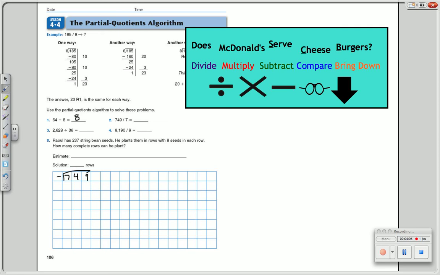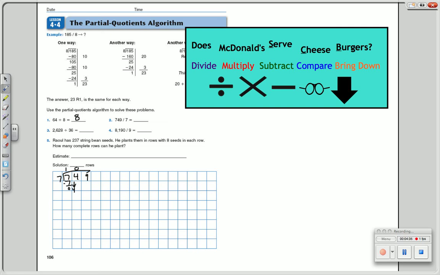Let's see here. If I'm doing the Does McDonald's serve cheeseburgers method, I know that 7 goes into 7 one time. I just divided. Now I need to multiply. 1 times 7 is 7. So I'm going to subtract now. 7 minus 7 is 0. Bring down the 4. 7 goes into 4. Hold on here. 7 cannot go into 4. I've got to put a 0 up here to say it's not going to work.